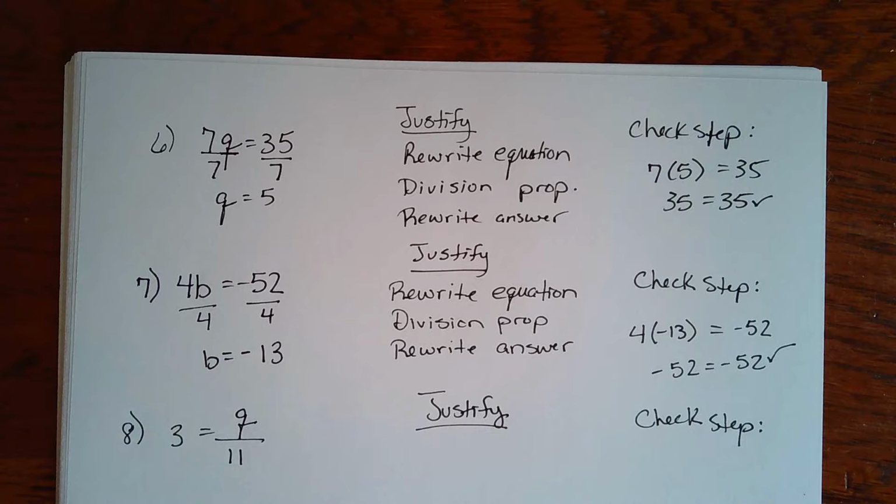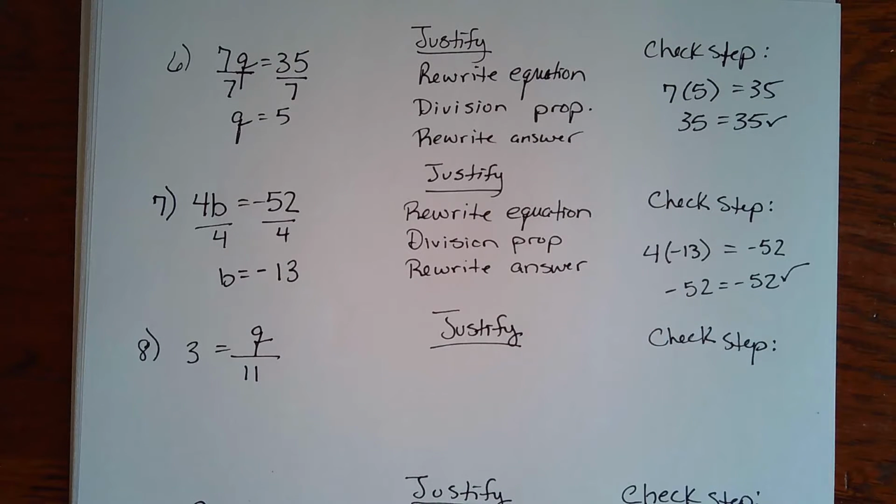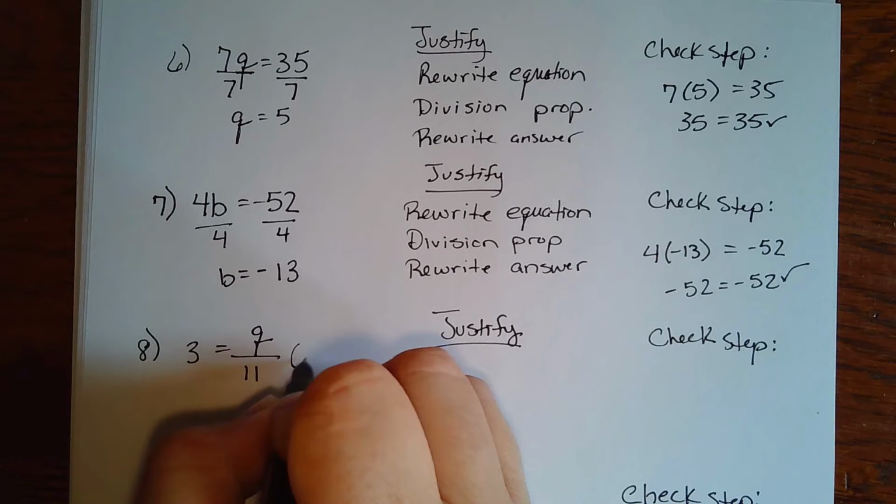Okay, now we're going to start talking about the next layer, which is going to be, instead of using division to get rid of something, we're going to use multiplication. So I've already written down number 8. For number 8, we have 3 equals q over 11. So if we have a variable divided by a number, we cannot leave it this way. We have to solve. To do this is very basic. You do the opposite. So we know the opposite of division is multiplication. So what I'm going to do is multiply both sides by 11.